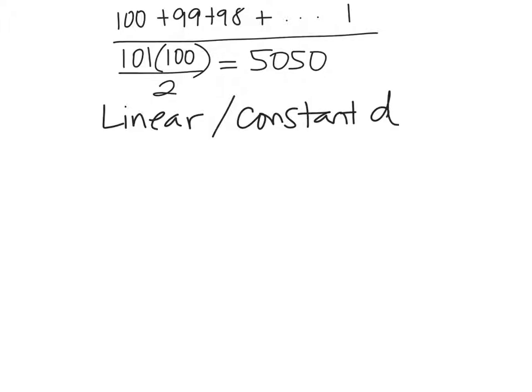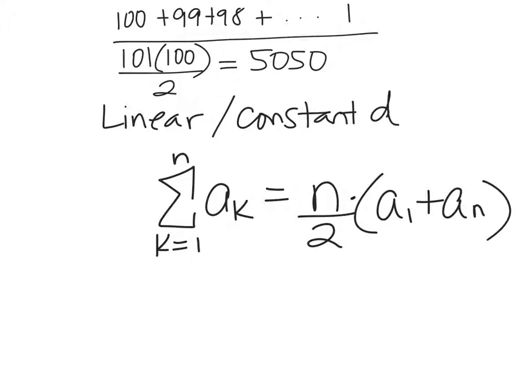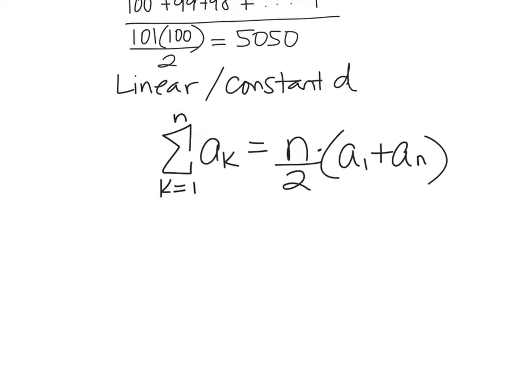So here's what it is. If we have an arithmetic series and we're trying to sum up the numbers from 1 to n, the explicit formula would be equal to n times... well, your book does it that way. I like to do n over 2 times a sub 1 plus a sub n. So you take the number of terms that you're adding up, divide it by 2, and multiply by the sum of the last number and the first number.